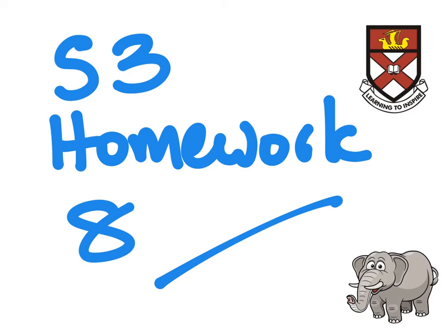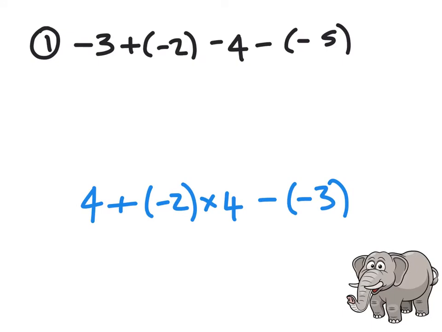Okay, here we go again, this time homework sheet 8. First question, our positive and negative numbers. So we've got negative 3 negatives. To that we have to add negative 2, so add another 2 negatives. Then we have to take away 4.